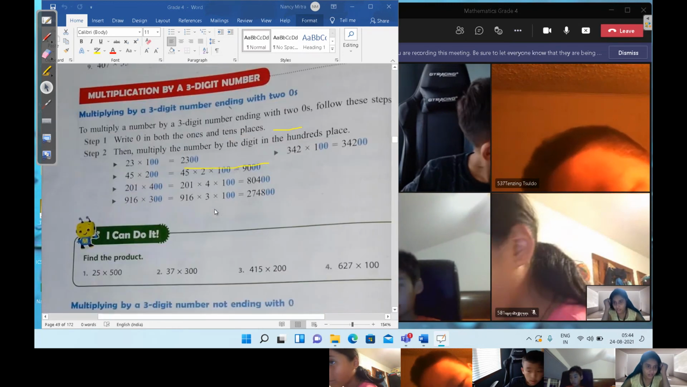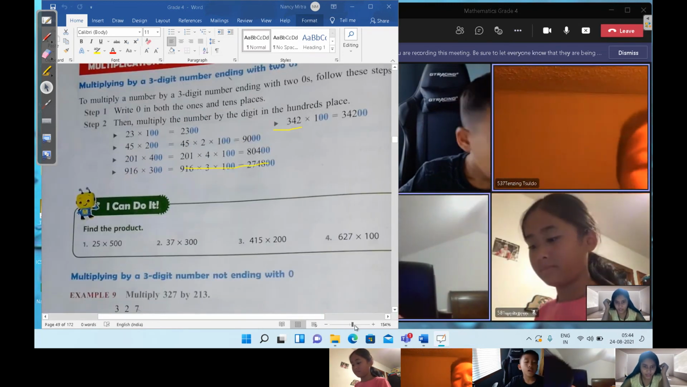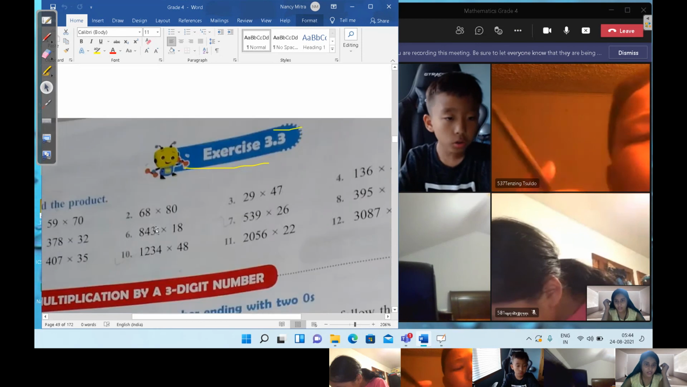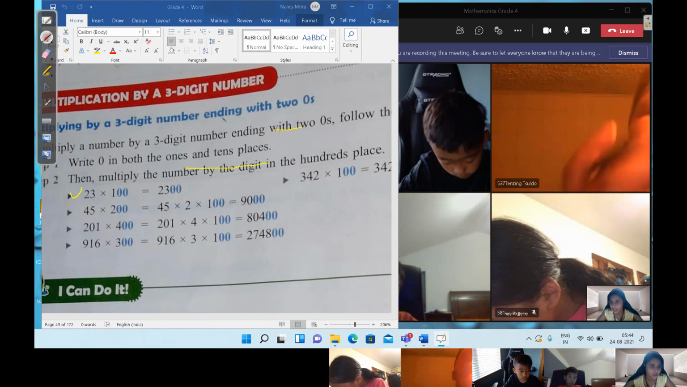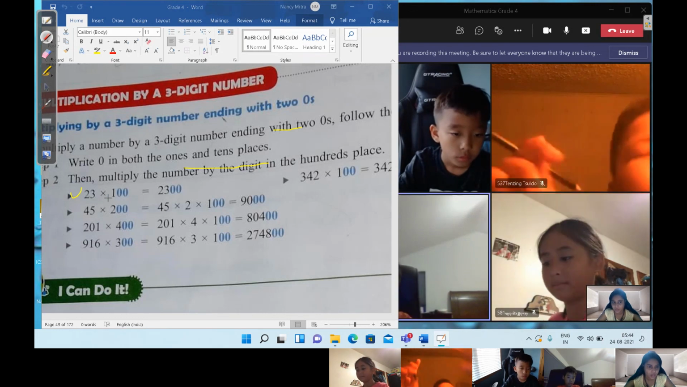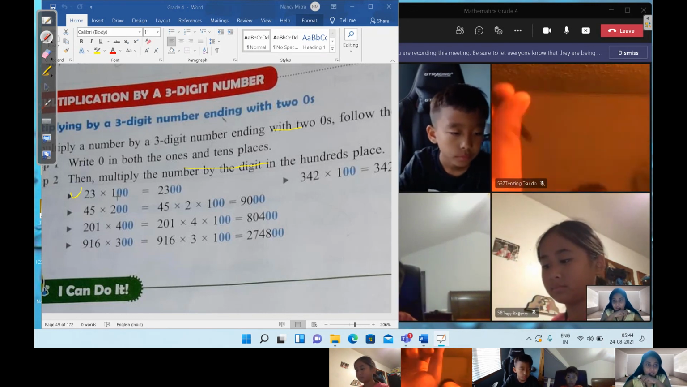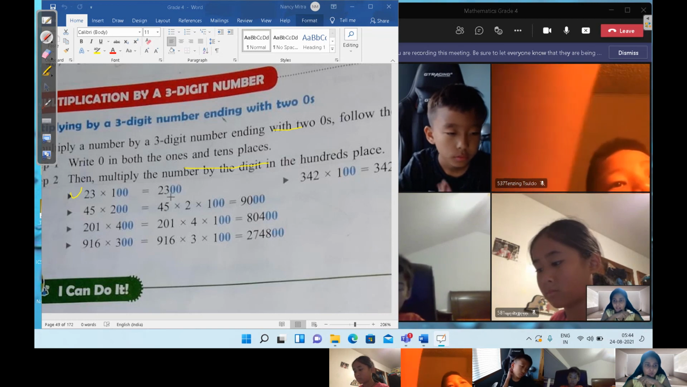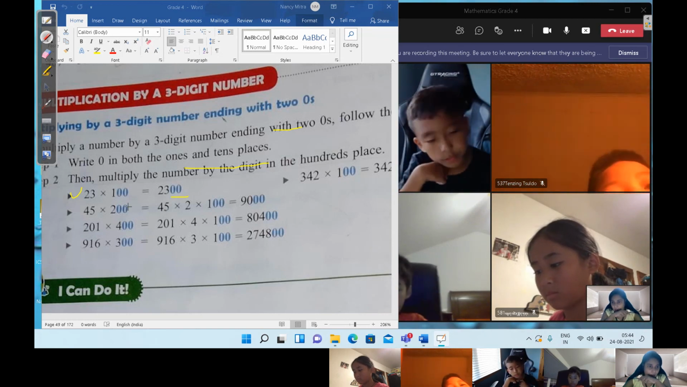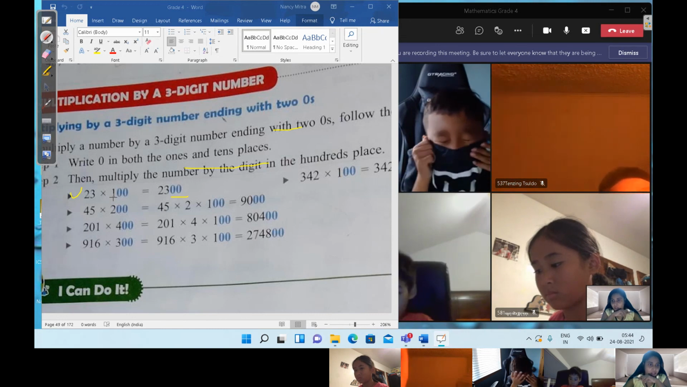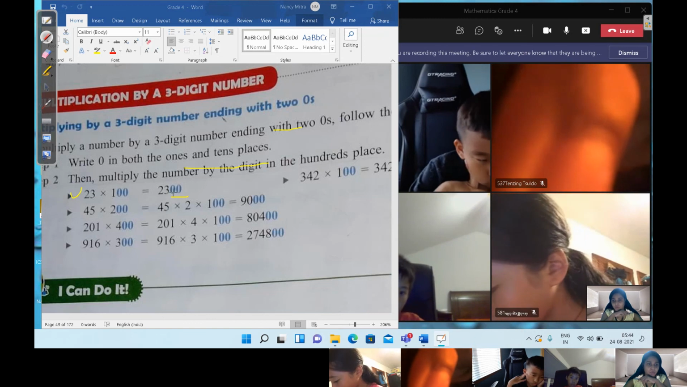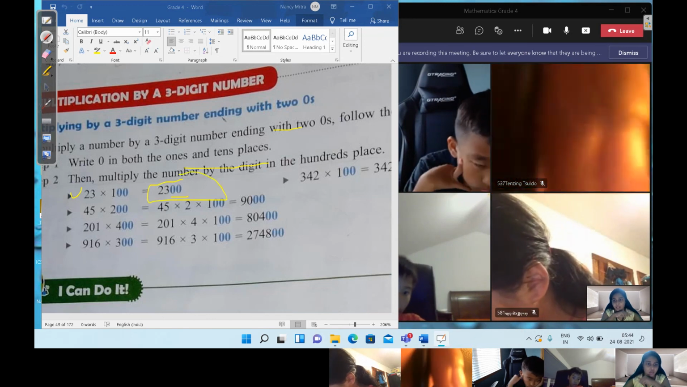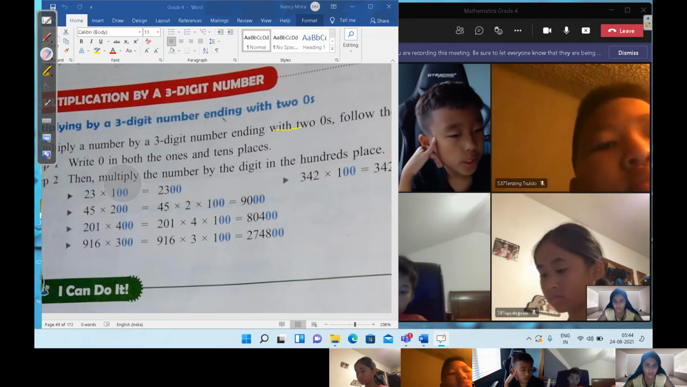Let's take another example. You can see. Tell me, is it clear? My screen is showing clear. You can see here we have 23 multiplied with 100. Yes or no? Yes. If we have a number ending with 2 zeros, we have to write 2 zeros at the end. After that we multiply with the number. You can see 1 multiplied with 3 becomes 3, and 1 multiplied with 2 becomes 2. It means the answer is 2300. Yes or no? Yes. Okay.